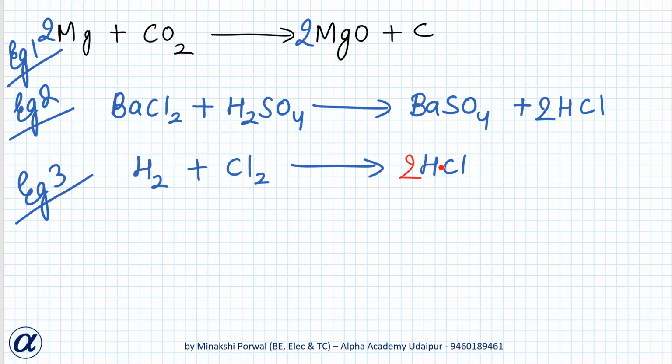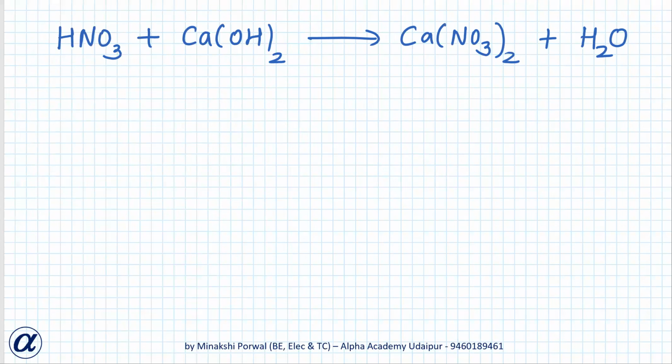Okay. But here what is happening? Oxygen is present at two places. Oxygen is present on the product side also at two places. Hydrogen is also present at two places, and hydrogen here is present at one place. So in that case, balancing is not easy.